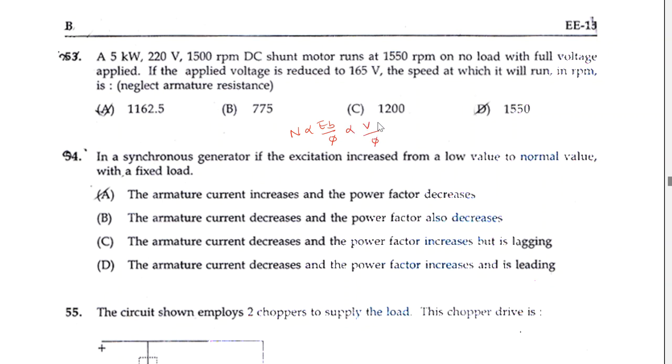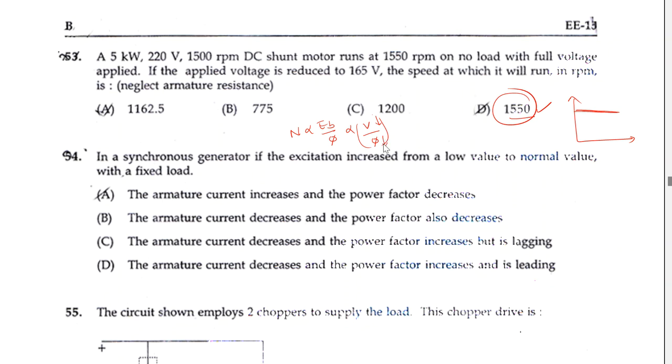As the voltage is reduced to 165 volts, the flux is also proportionally reduced. So both parameters change proportionally, and the speed will be 1550 only. One more thing to remember: for a DC shunt motor, the speed characteristics are almost linear and maintain almost the same value. So from that point, it will be 1550 only.